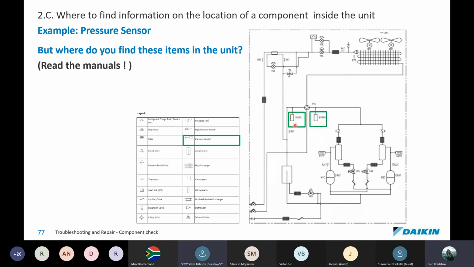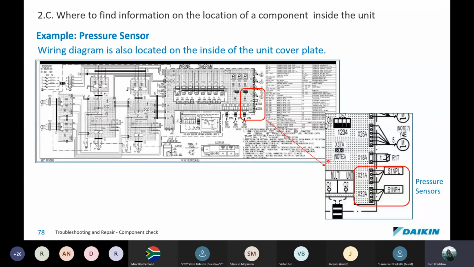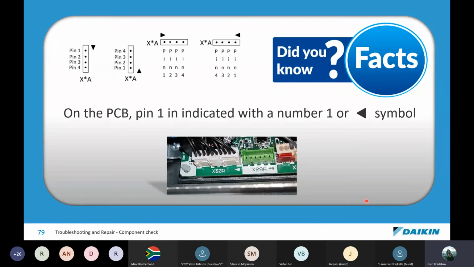There you see the two pressure transducers, the low and the high pressure, the symbol. Again, where they are plugged into on the PC board, X31 and X32A. And that's basically it.